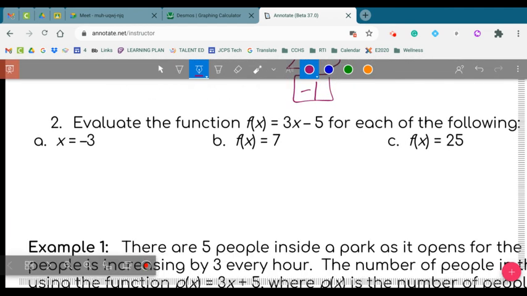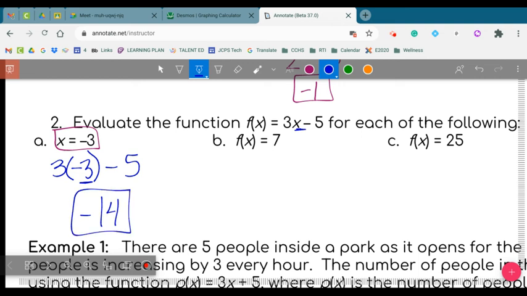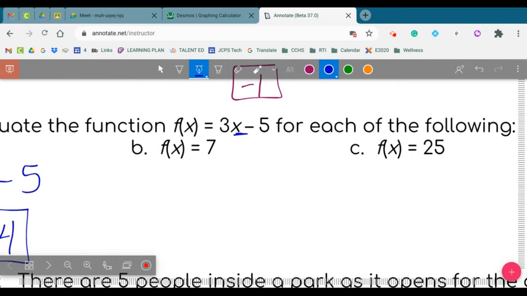Next, we have to evaluate the function 3x minus 5 for each of the following. We have 3 different ones. We have x equals negative 3, so we're going to plug in negative 3 for x. The only thing that's changing each time is this x value. So this is going to give us negative 14. You can put that in your calculator. This one we're going to plug in 7.